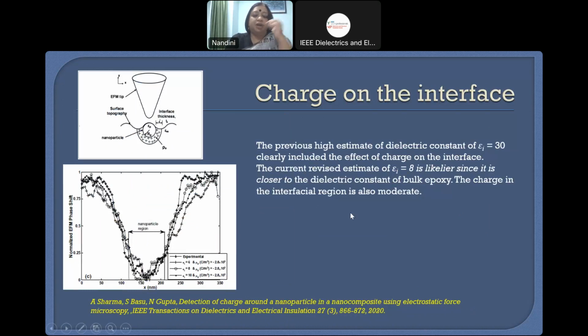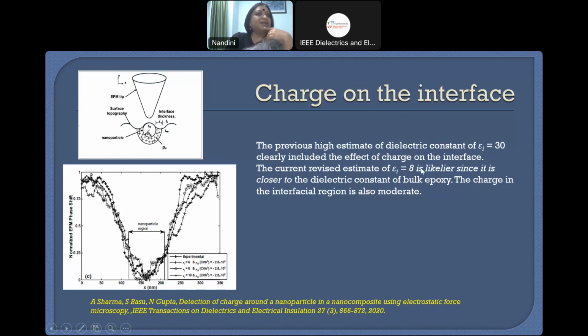So we did some further computations, and we were able to match the same experimental and computational EFM phase data if we assumed that over the interfacial region around the particle, there exists a volume charge distribution of negative charge. It has to be negative charge, and if we assume a negative charge distribution of something like 2.8 times 10 to the power, I'm sorry, I don't remember the exact value, we are able to obtain a revised estimate of permittivity of 8.